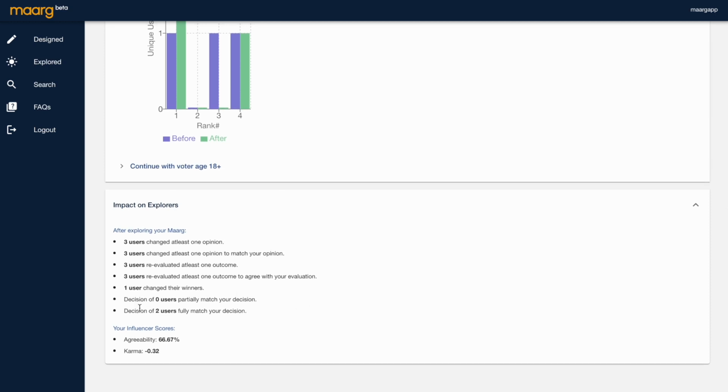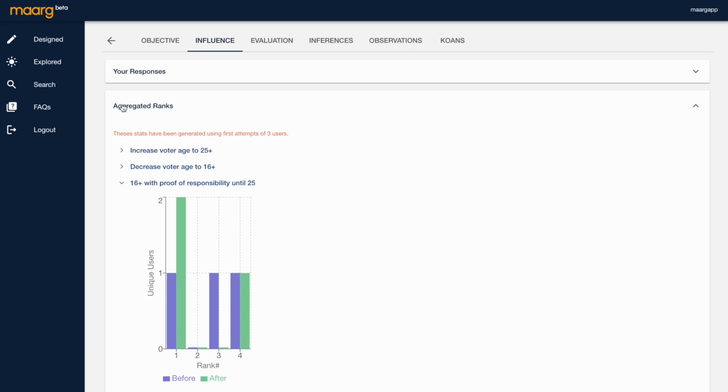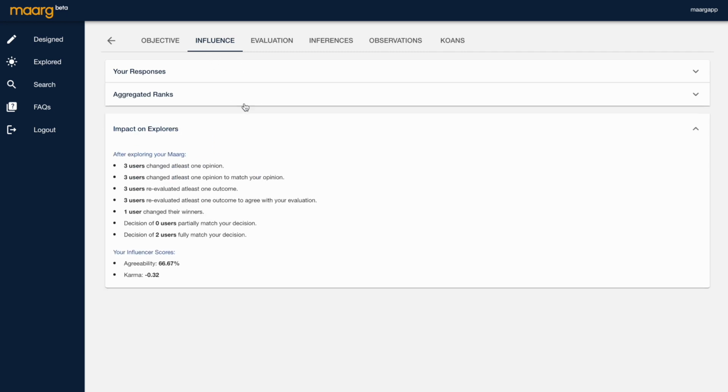And then you can see the decision of 0 users partially match, which means 2 users have overall rankings that match almost exactly what you have as a writer. So this gives an overview of the influence.